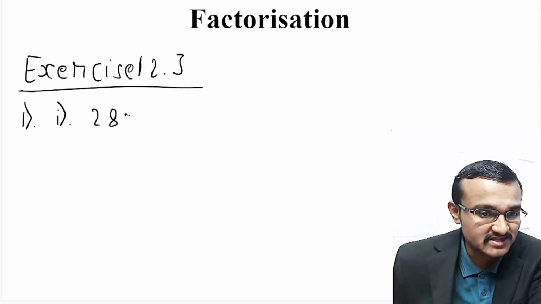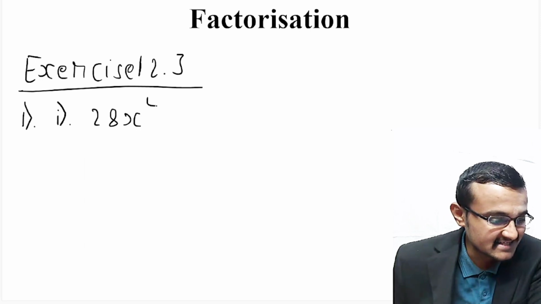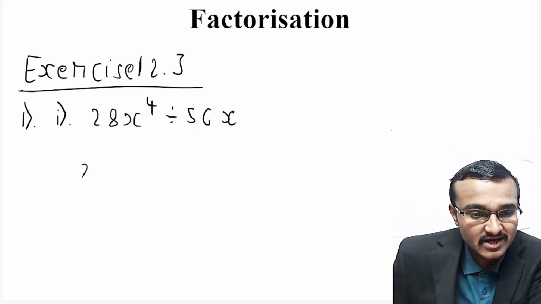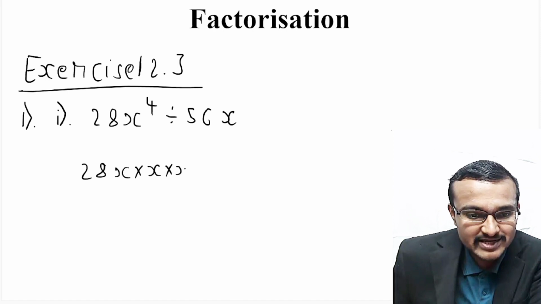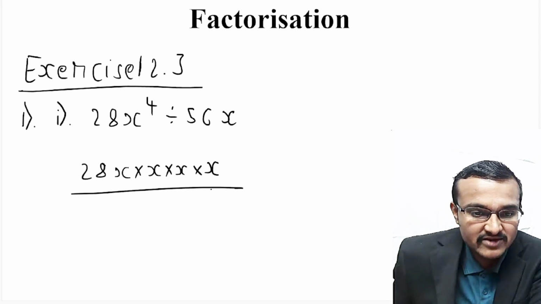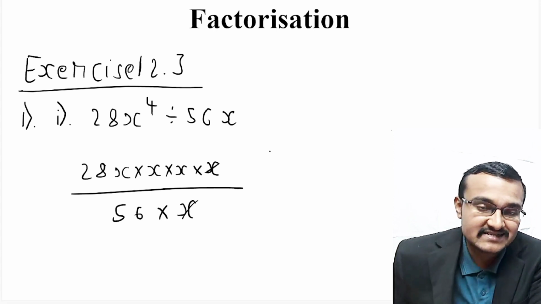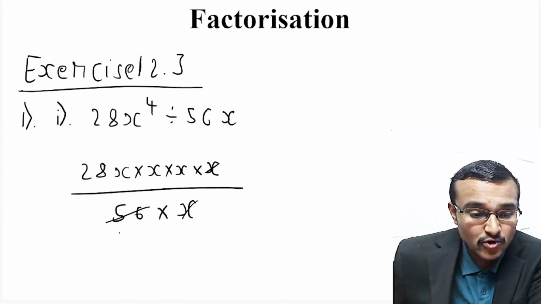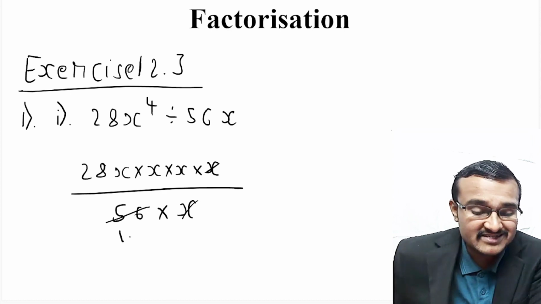So coming to the first question, there you have 28x power 4 divided by 56x. So here 28x power 4 can be written as 28 into x into x into x into x, divided by 56x. So here 1x and 1x get cancelled with each other. So here 56 can go with 4. So 4 1s are 4, 1 will be remaining. 16.